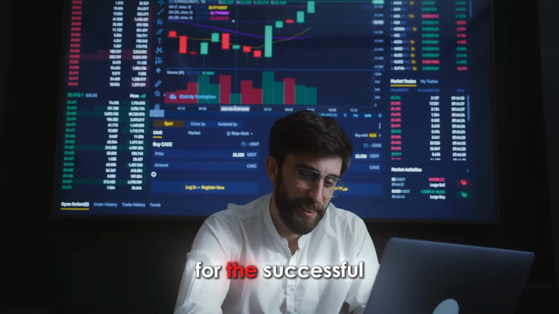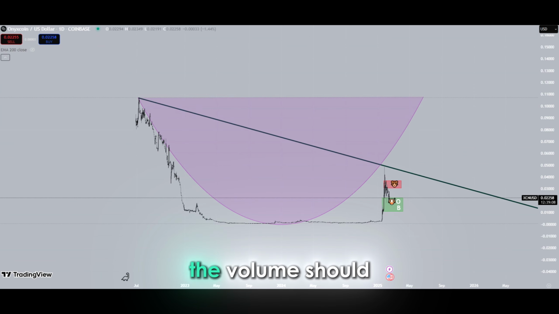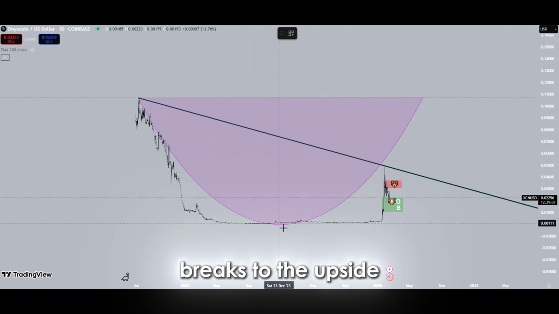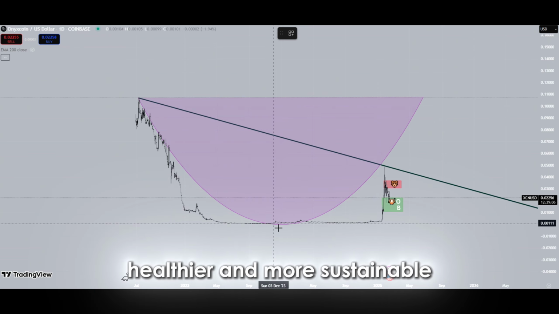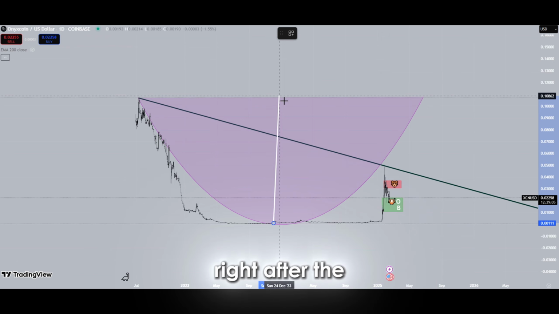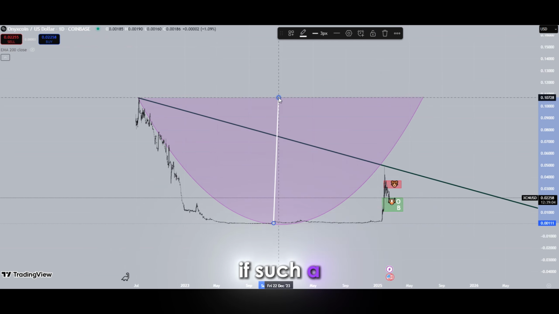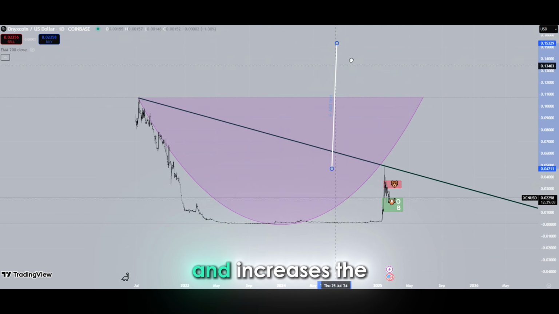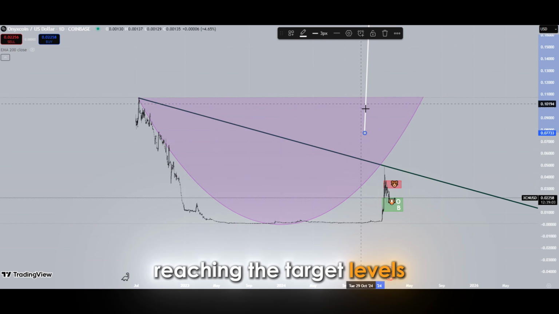For the successful completion of this pattern, the volume should also be supportive. In other words, a significant increase in volume when the price breaks to the upside makes the uptrend healthier and more sustainable. Also, a cup and handle pattern can sometimes form right after the bull pattern. If such a pattern occurs, it can be considered as an additional bullish signal and increases the chances of the price reaching the target levels.